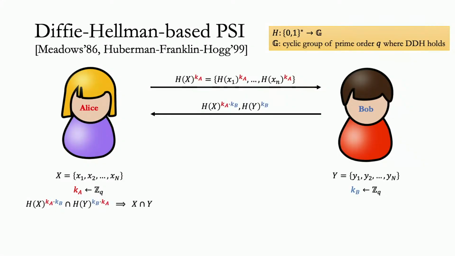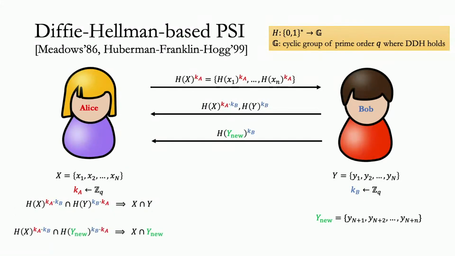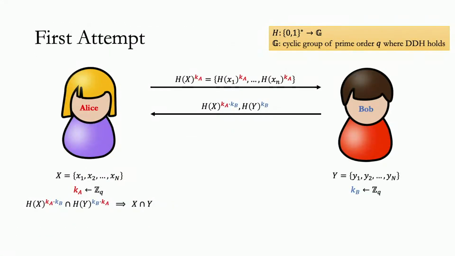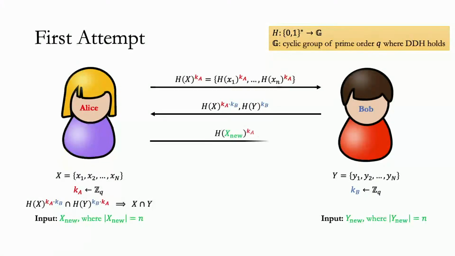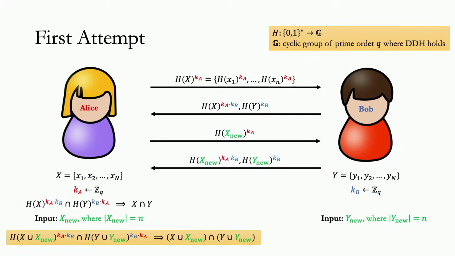So if you look at this protocol, it's actually very updatable. Right? So if Bob has a new set of elements, he can just compute h of these new elements raised to the power k_b, and then Alice raises to the power k_a, and then learns the intersection. Okay, so it seems already updatable. Now this is the first attempt: when both parties receive some new elements, they just continue running the Diffie-Hellman-based PSI, and then learn the new intersection. Okay, correctness is fine.